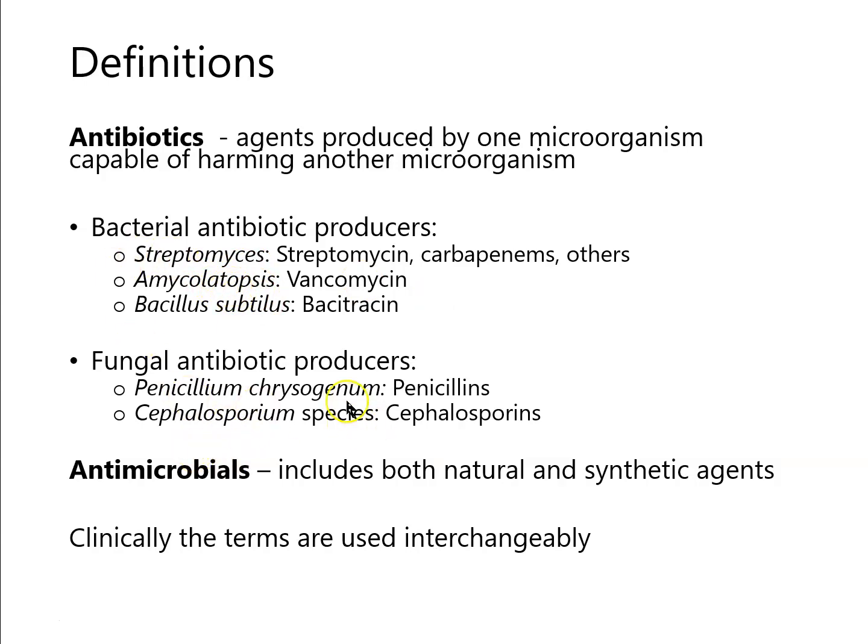The first widespread antibiotic was penicillin, and that came from Penicillium mold. And we had to find better and better strains of Penicillium mold that could make penicillin more and more efficiently.